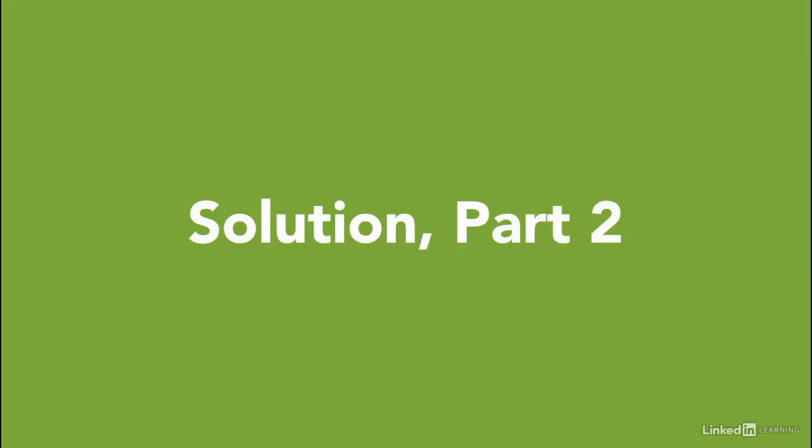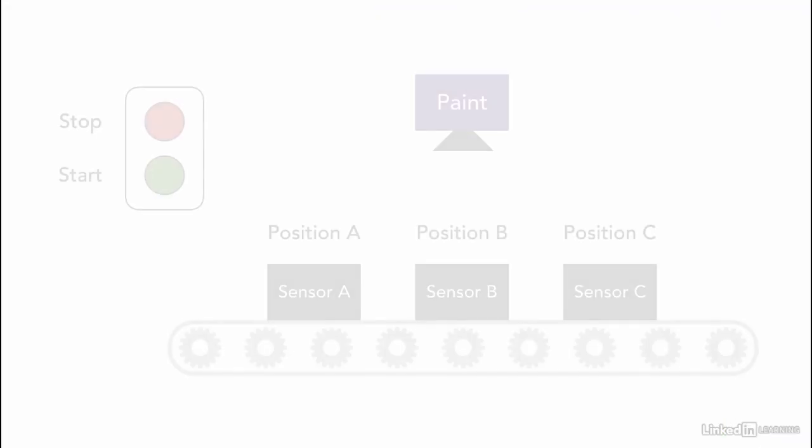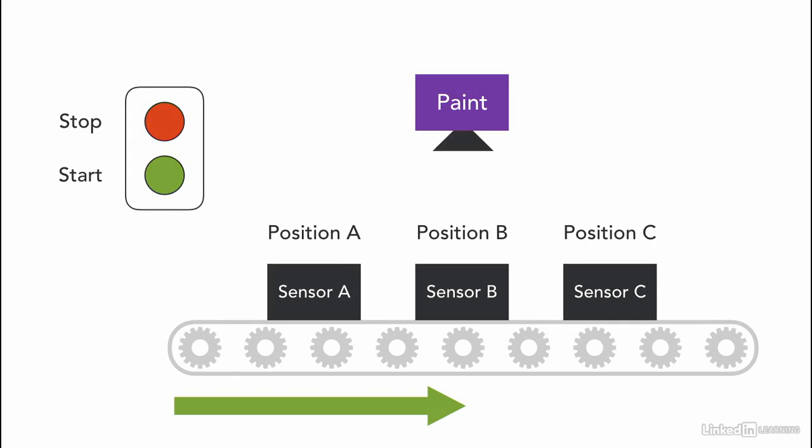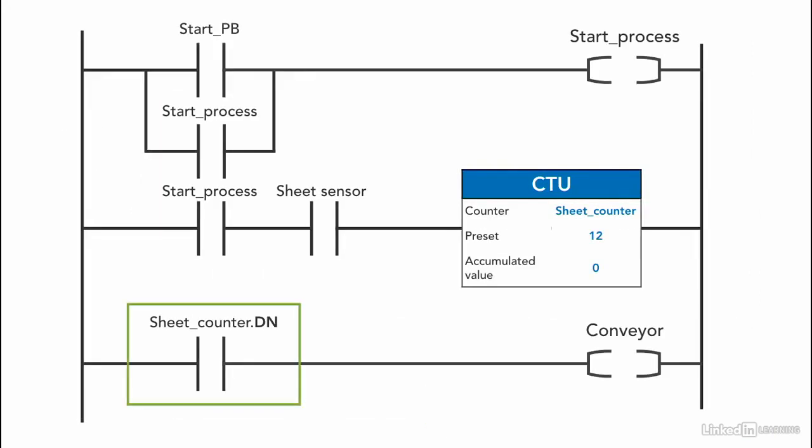The next step is, after counting the 12 sheets, the conveyor starts again until it reaches position B. So we need to use the counter done bit after the counter is done counting the 12 sheets, and use an XIC instruction for the counter done bit. The output of that rung is the conveyor starting, and the output is the conveyor motor.